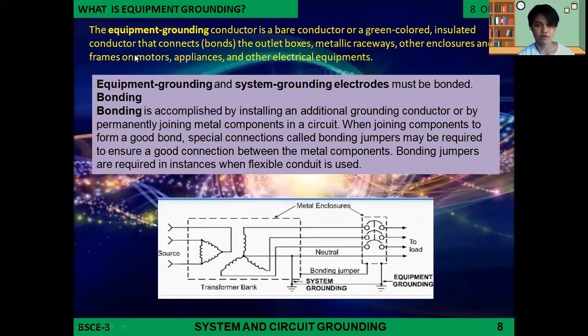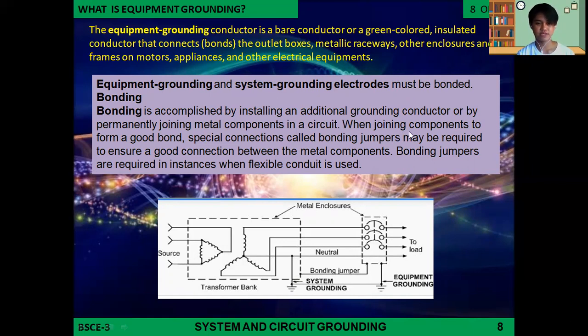What is equipment grounding? The equipment grounding conductor is a bare conductor or a green-colored insulated conductor that connects the outlet boxes, metallic raceways, other enclosures, and frames on motors, appliances, and other electrical equipment. Equipment grounding and system grounding electrodes must be bonded. Bonding is accomplished by installing an additional grounding conductor or by permanently joining metal components in a circuit.